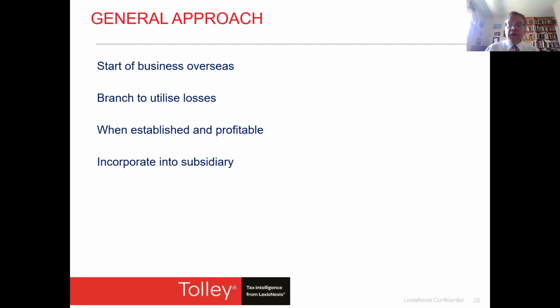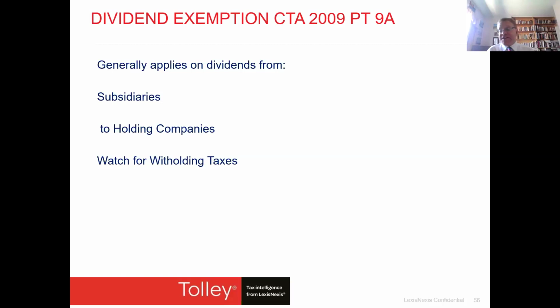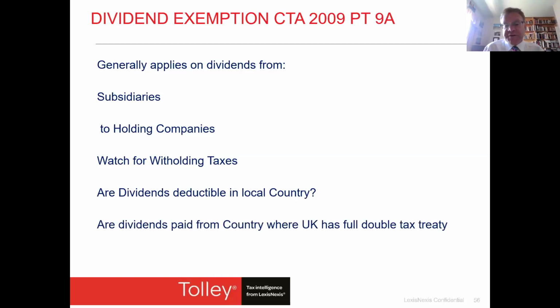There is what we call a dividend exemption. What do we mean by that? That generally applies on dividends from subsidiaries to holding companies. Watch for withholding taxes. The UK does not, but other countries do, and you have to look at double tax treaties to see whether they are reduced for what is known as a participation exemption. Are dividends deductible in the local country? Fairly rarely. Normally, dividends are paid out of post-corporate tax profits. And are dividends paid from a country where the UK has a full double tax treaty?